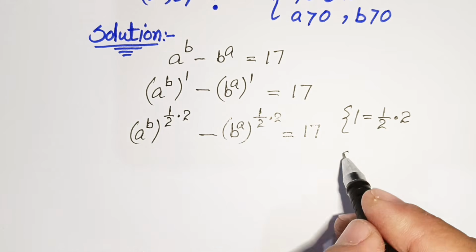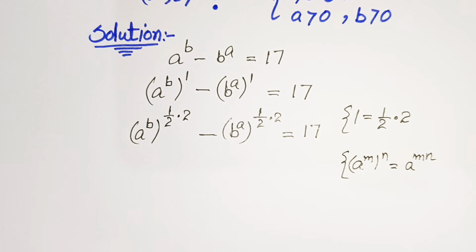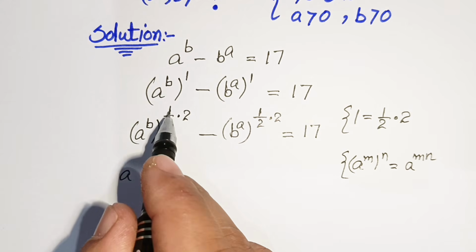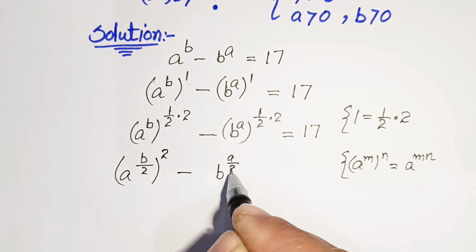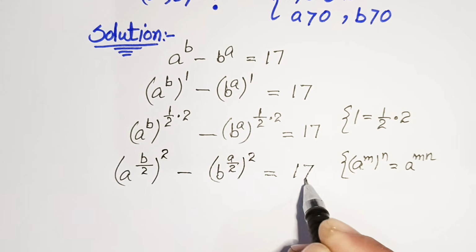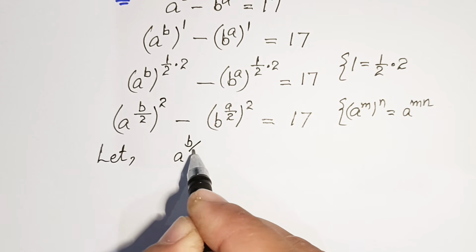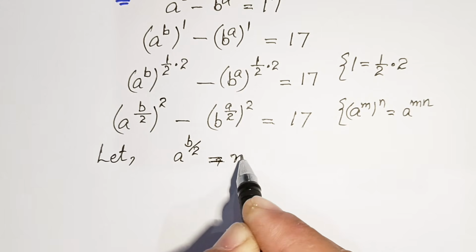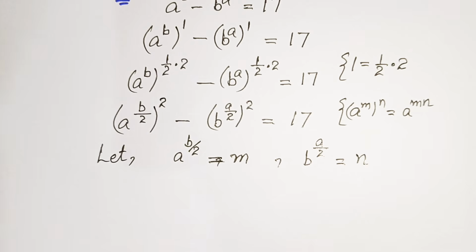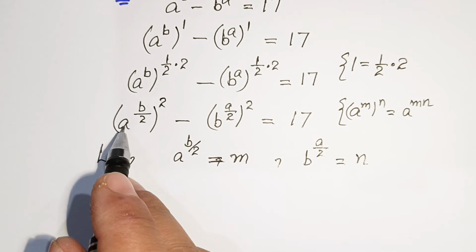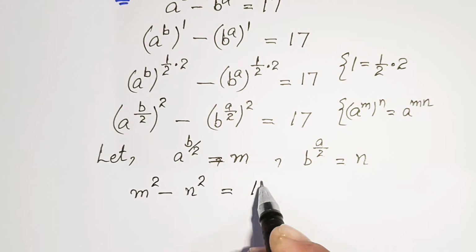Now according to this law, that if we have a to the power m whole to the power n, then it can be written as a to the power m times n. So a to the power b times 1 is b over 2 whole to the power 2. Similarly, b to the power a over 2 whole to the power 2 is equal to 17. Now let us suppose that a to the power b over 2 is equal to m, and b to the power a over 2 is equal to n. Substituting these values, our problem will be m squared minus n squared, which is equal to 17.